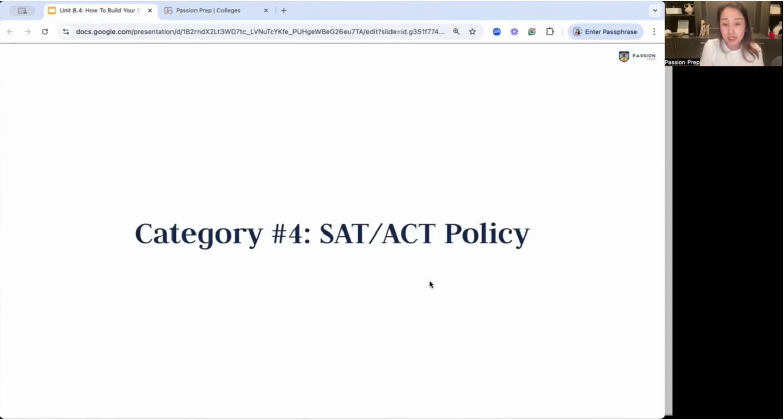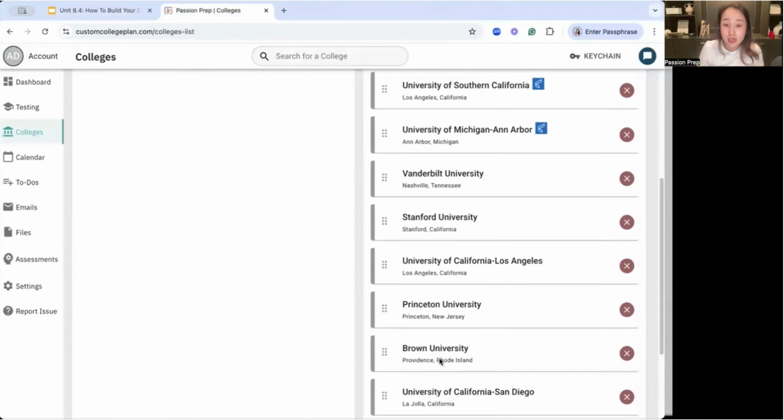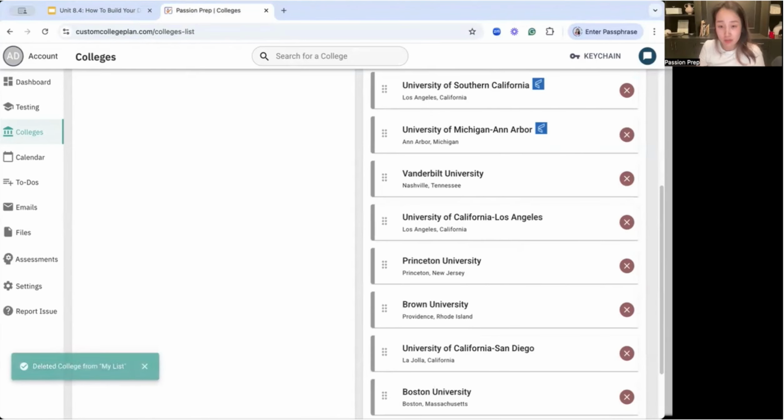Category number four is SAT and ACT policy. Colleges have different policies regarding SAT and ACT. So let's say you feel like you're not the best test taker and you decide that you are not going to add SAT or ACT scores into your college application. Then we only want to apply to colleges that either do not accept SAT or ACT or say it's optional. So when you go in here, the ones that do require the SAT and ACT will be eliminated, right? UCLA will stay because they don't require it, but Stanford requires it, so I'll go ahead and delete it like this. And that's how the shortlist starts to happen.